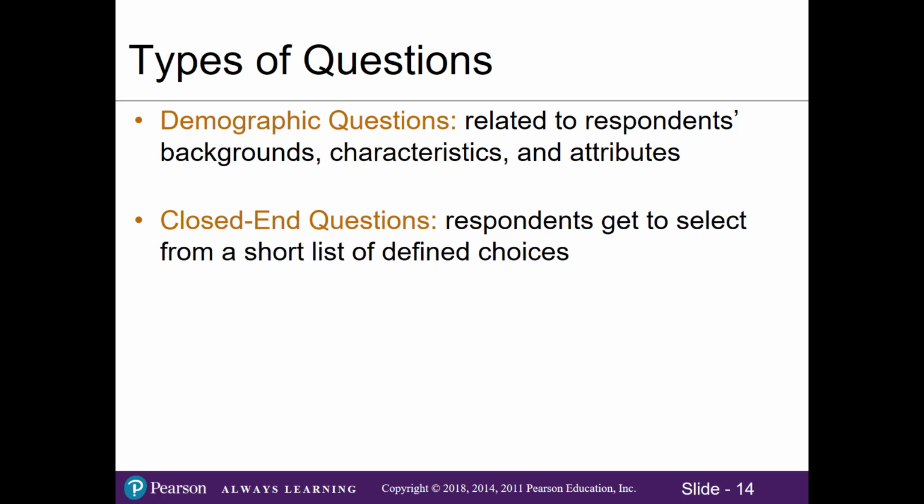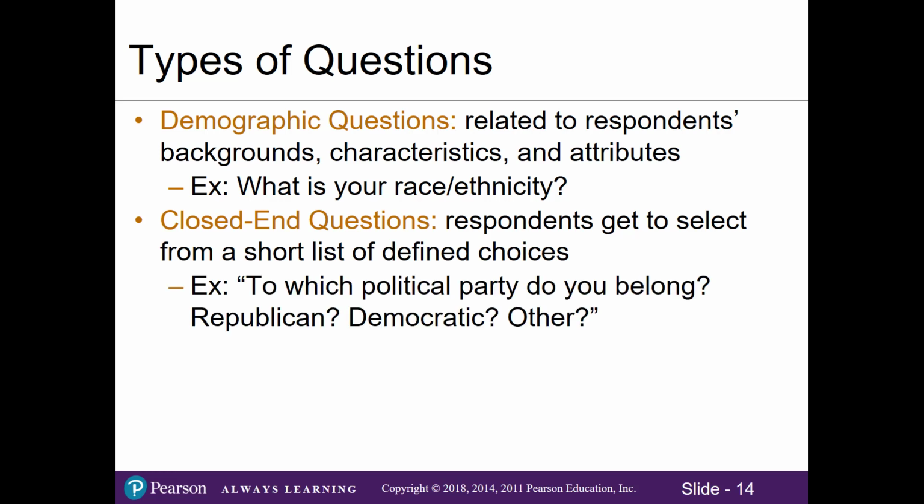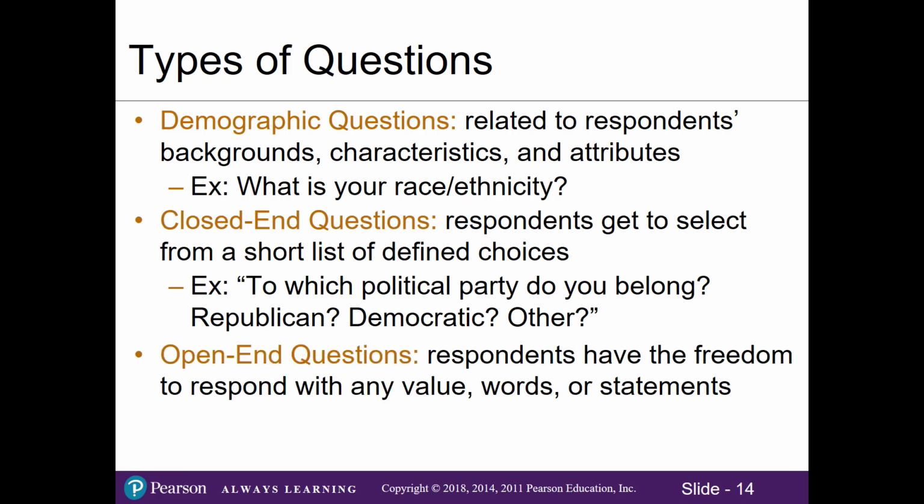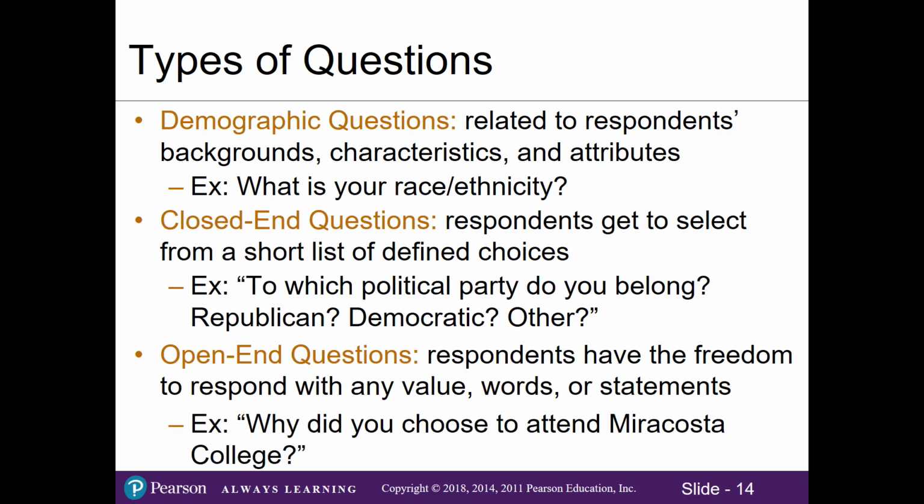Now, some of the key types of questions you should be aware of are demographic questions, which are related to respondents' backgrounds, characteristics, and attributes. An example of this might be, what is your race or ethnicity? A closed-ended question is where respondents get to choose from a short list of defined choices. In other words, it's a multiple choice question. So for instance, to which political party do you belong? Republican, Democratic, or other? With open-ended questions, respondents have the freedom to respond with any value words or statements. So an example might be, why did you choose to attend Maricosta College?